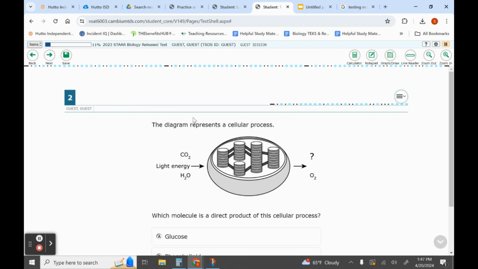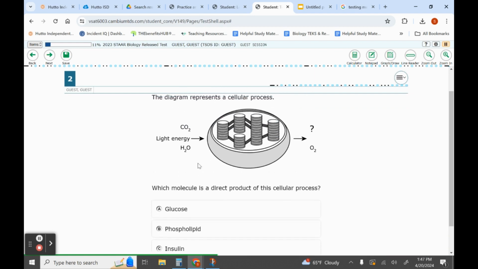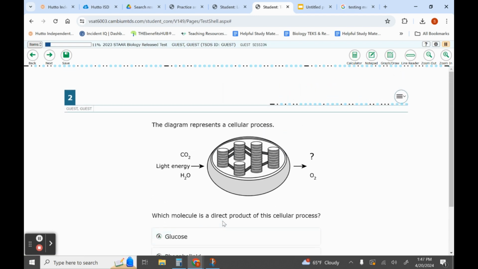Again, another diagram. This says this diagram represents a cellular process. The question is asking which molecule is a direct product of this cell process. Two parts, the way I would approach this question. First, what is this process?